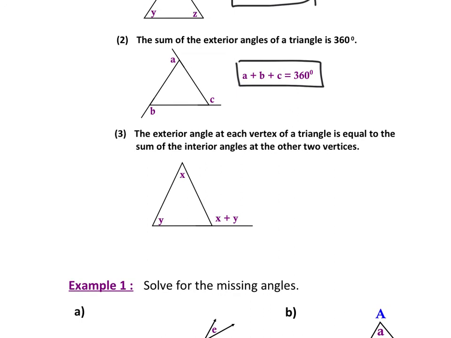And then all we're saying is the exterior angle at each vertex of a triangle is equal to the sum of the interior angles of the other two vertices. So what we're saying is we know a triangle adds up to 180 degrees. So X and Y would be the remainder of the 100 degrees, which would be this angle here, which is the same idea as using essentially the complementary angle formula, finding 180 degrees.